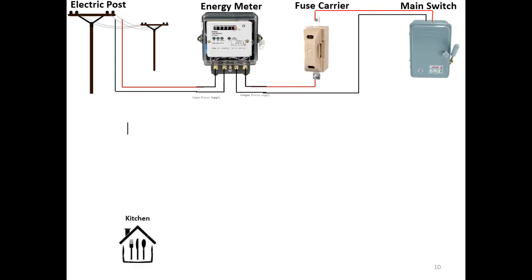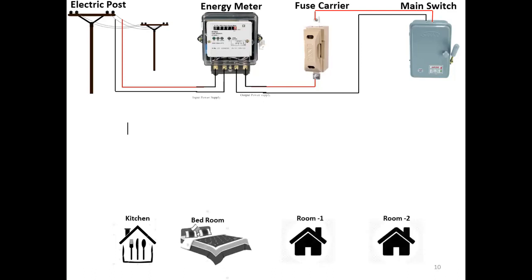So let us assume in our home we have one kitchen, then a bedroom, then one more room, maybe a hall, then one more room upstairs or anywhere. So four rooms are available, and we need to give supply to all the rooms. In the kitchen we have so many appliances. In the bedroom we have so many appliances, including AC, lighting load, fan, everything. Similarly room 1, room 2. So we need two terminals, phase and neutral, for each room.